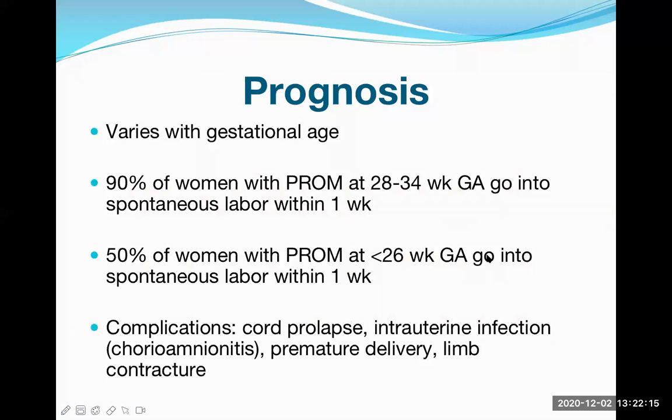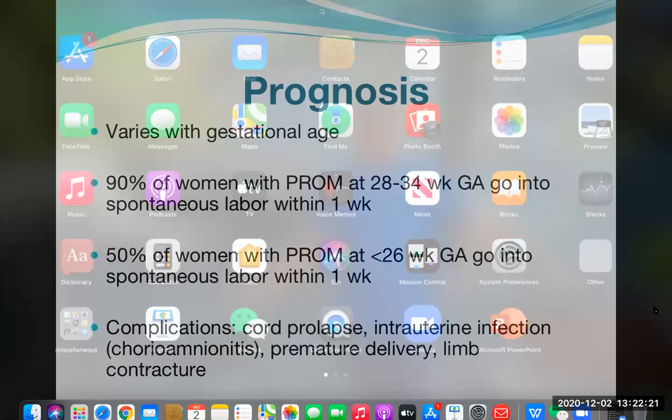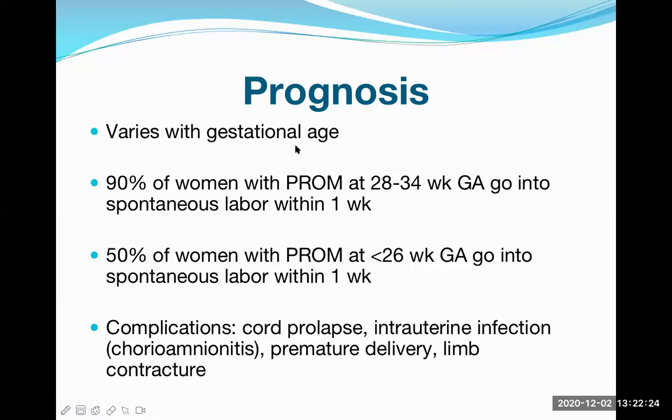Now, what is the prognosis of this condition, premature rupture of membrane? So we are coming towards the end of this important discussion. It varies with the gestational age. Definitely, gestational age means whether the baby is in the preterm group or term group. It depends on that.